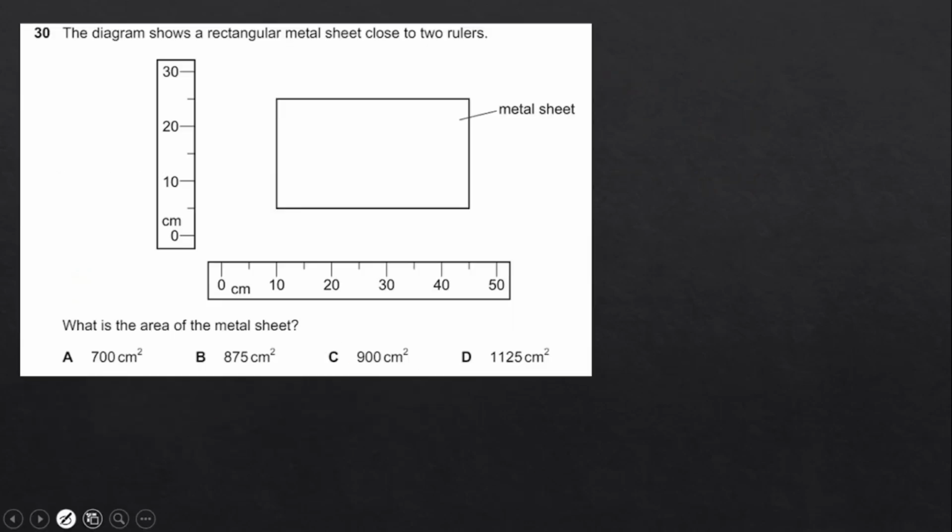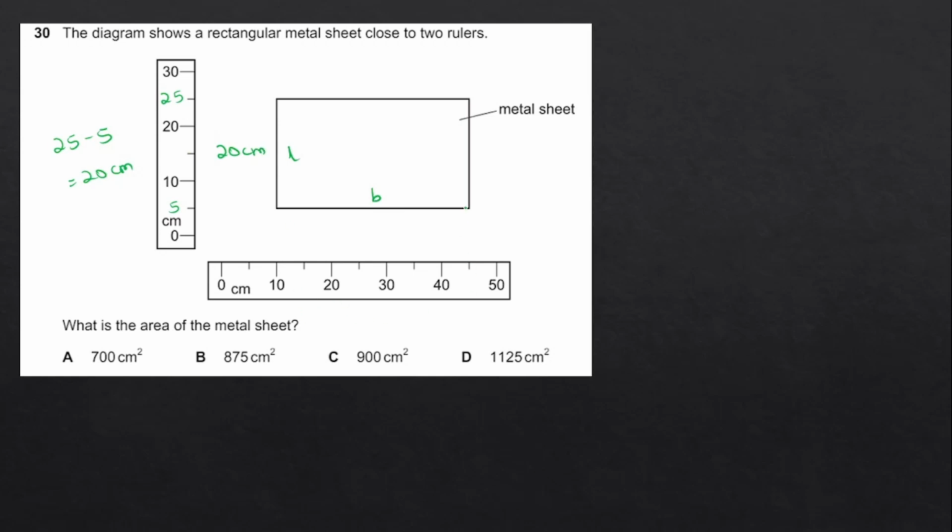Let's look at question number 30. The diagram shows a rectangular metal sheet close to two rulers. What is the area of the metal sheet? First, let's find out what is the length and what is the breadth. So the length of it, here it is 25 centimeter on this ruler. Here, let's say this is 5 centimeter. So 25 minus 5, that will be 20 centimeter. So if I call this the length and this the breadth, the length is 20 centimeter.